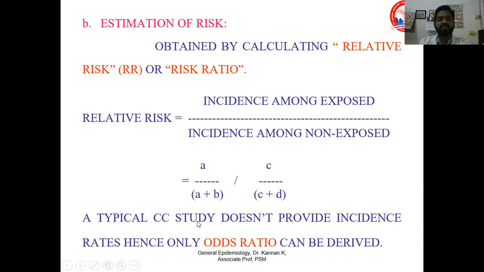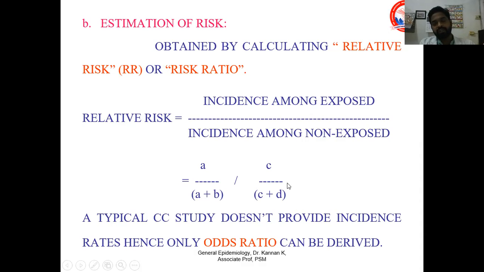A typical case control study does not provide an incidence rate, hence only the odds ratio can be derived. We know that a case control study is a retrospective study. So it is going to take all the cases, which can be new cases or old cases. Since we include even old cases directly, we cannot find out incidence.